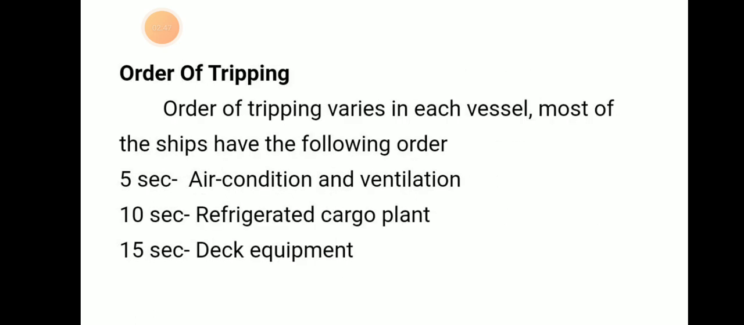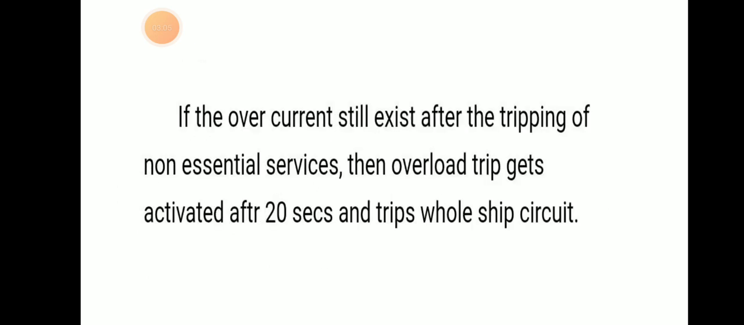So let's see the order of tripping. The order of tripping varies in each vessel. Most ships have different orders, but mostly we can say air conditioning and ventilation within 5 seconds, then refrigeration and cargo plant at 10 seconds, and deck equipment at 50 seconds. If the overcurrent still exists after tripping of non-essential service, then the overload trip will get activated after 20 seconds. After that it will trip the whole ship circuit.